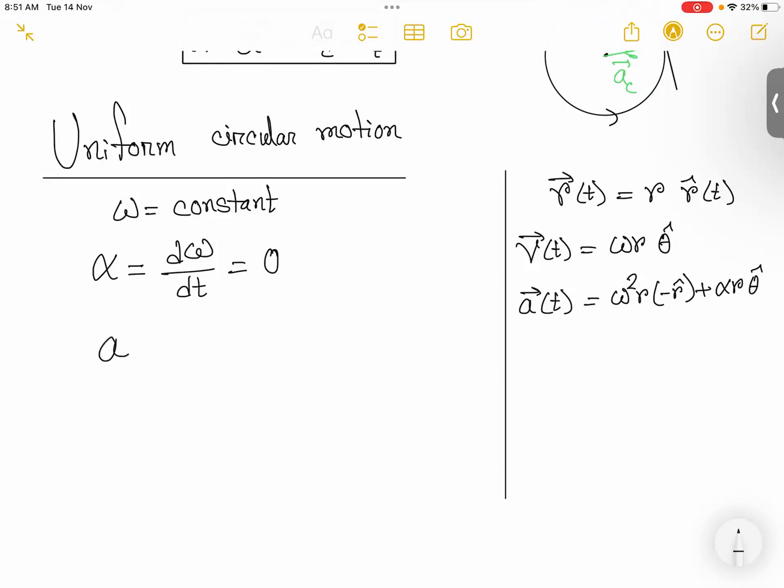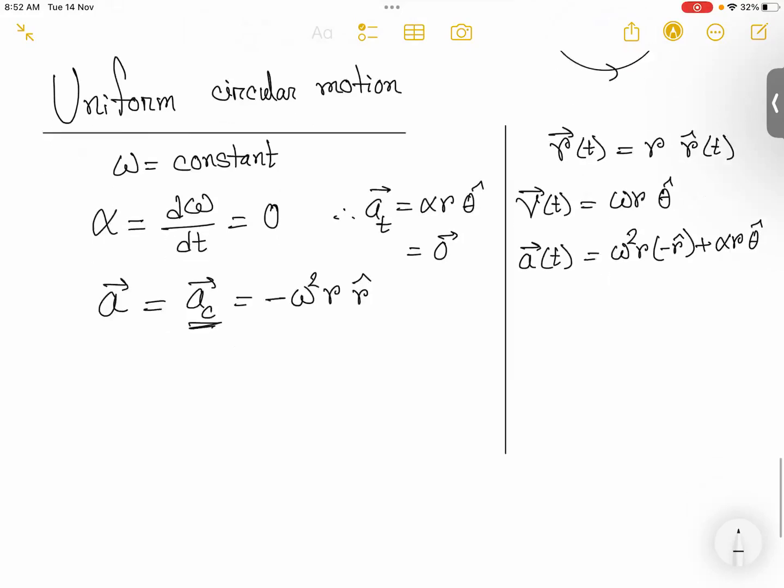If the angular acceleration becomes zero, then the only acceleration that survives is the centripetal acceleration, because the tangential acceleration, alpha r theta hat, becomes zero. So the only acceleration that survives is the centripetal acceleration, omega square r hat. In any case, there will be some centripetal acceleration, whether it's uniform or non-uniform circular motion. Centripetal acceleration is always there. And whether there is tangential acceleration depends on whether the circular motion is uniform or non-uniform. If it's uniform, then there is no tangential acceleration, and if it's not uniform, then there is some tangential acceleration. But centripetal acceleration is a must. If you want to have a circular motion, you must have a centripetal acceleration. Without centripetal acceleration, there is no circular motion.